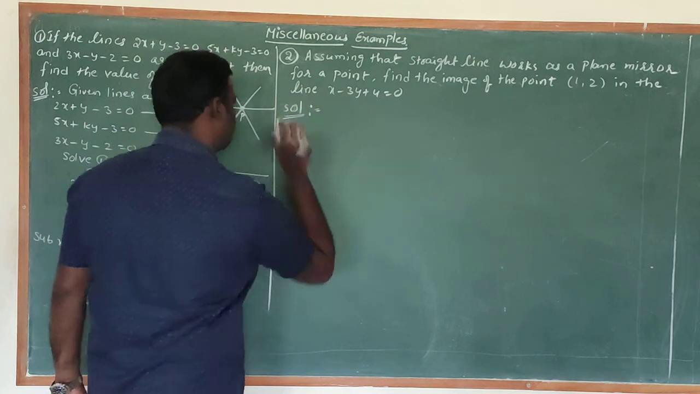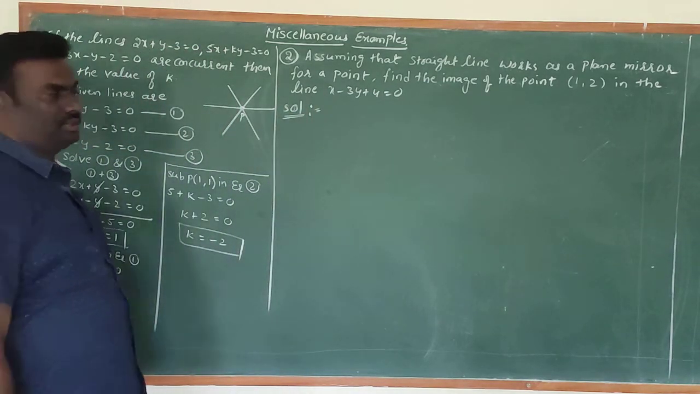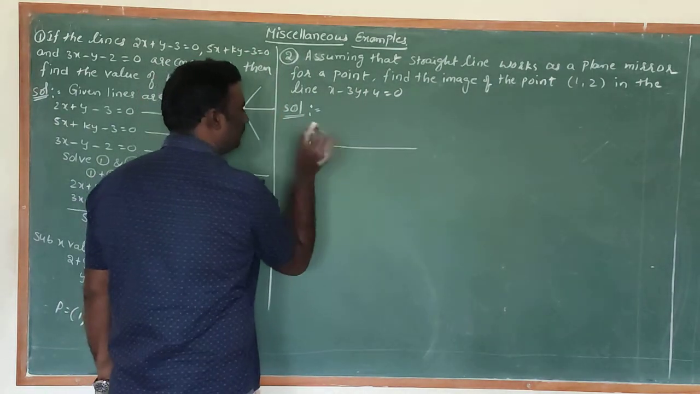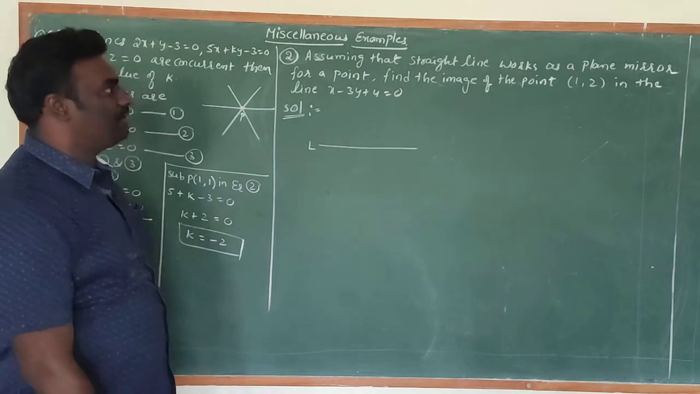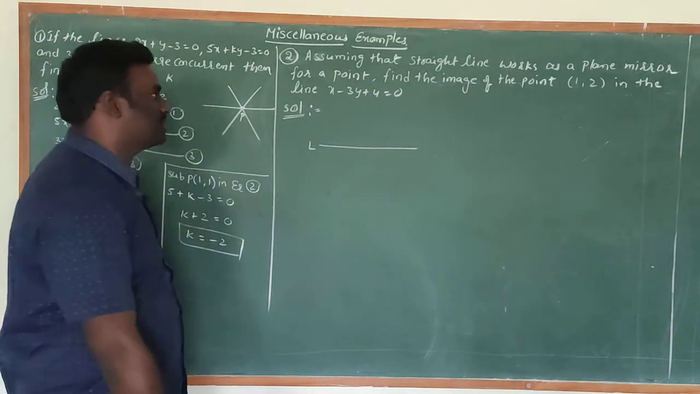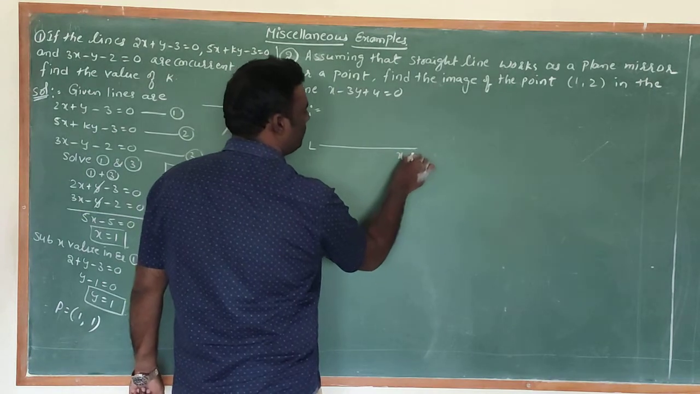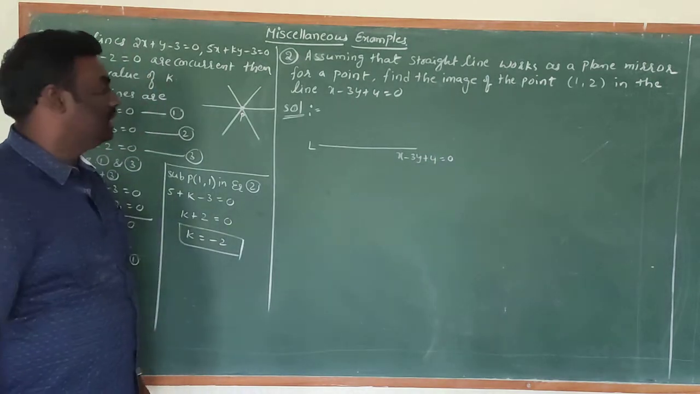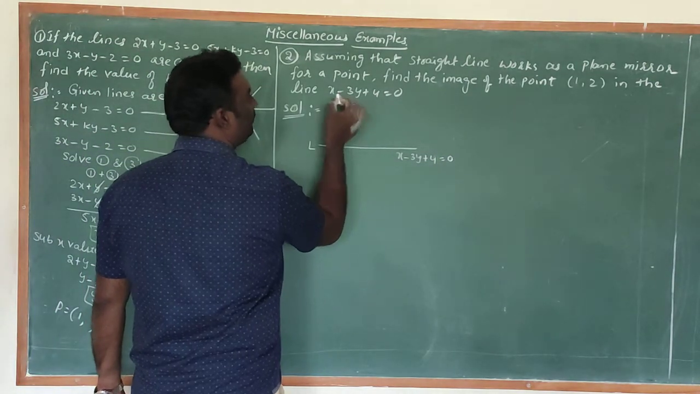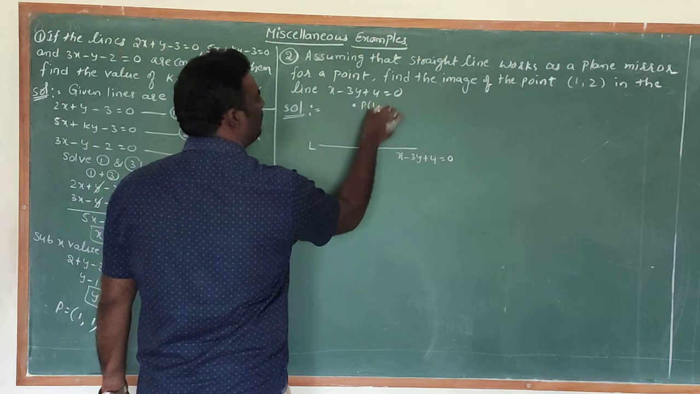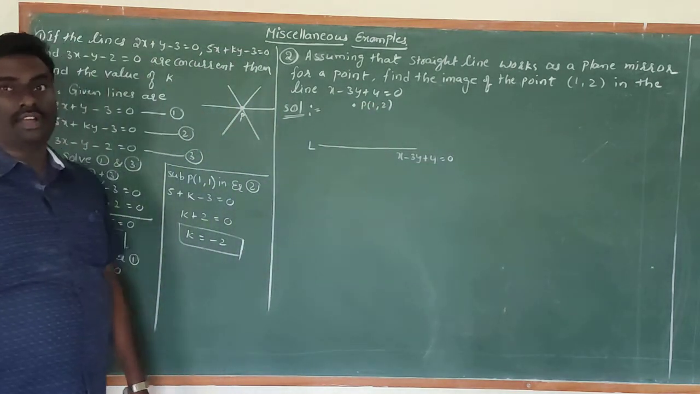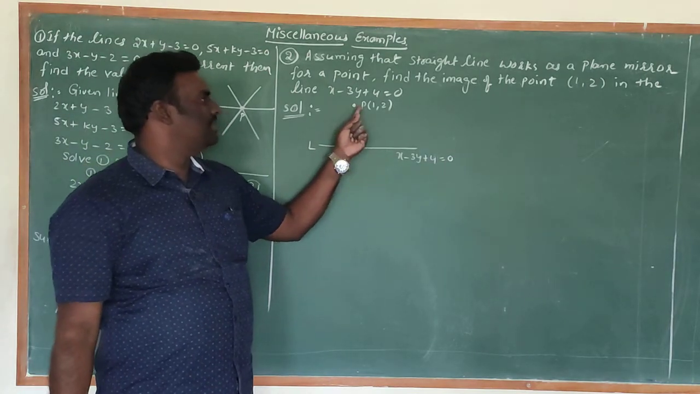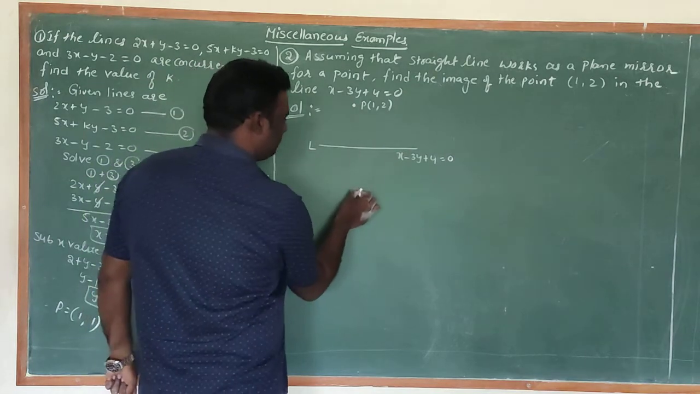Solution. First, this is a straight line L. The straight line works as a plane mirror. The equation of this line is x minus 3y plus 4 equals to 0. Here one point is there. This point is 1, 2. We need to find the image of this point. If it is a plane mirror, the image of P is located here.